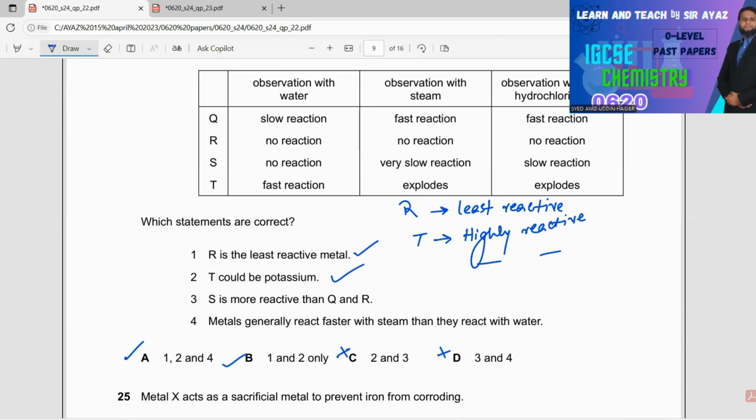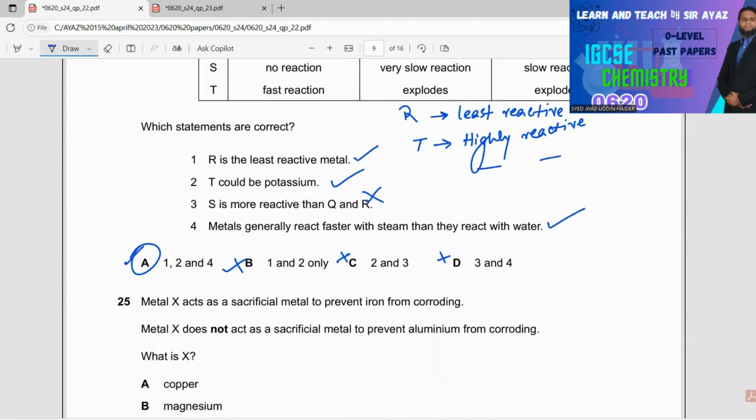What about 3? S is more reactive than Q and R. It's more reactive than R, that's for sure, but it can't be more reactive than Q because it's reacting very slowly with steam as well as with dilute hydrochloric acid. On the other hand, Q is reacting fast with acid and steam. So this is incorrect. What about 4? Metals generally react faster with steam than they react with water. Yes, this statement is also correct. So 1, 2, 4. A must be the right answer. B is the incorrect response here.